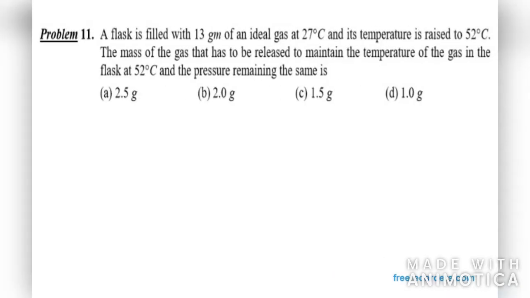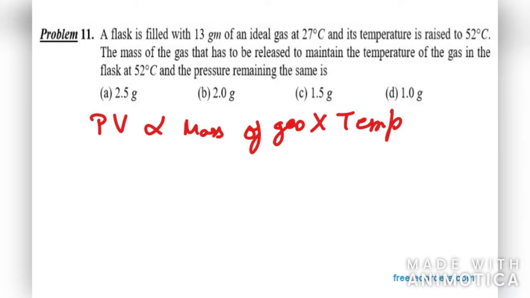Now, the next question, the 11th question, is: a flask is filled with 13 grams of an ideal gas at 27 degrees Celsius and its temperature is raised to 52 degrees Celsius. The mass of the gas that has to be released to maintain the temperature of the gas in the flask at 52 degrees Celsius and the pressure remaining the same. Now, as you know, PV is directly proportional to the mass of gas into temperature. In this problem, pressure and volume remain constant.